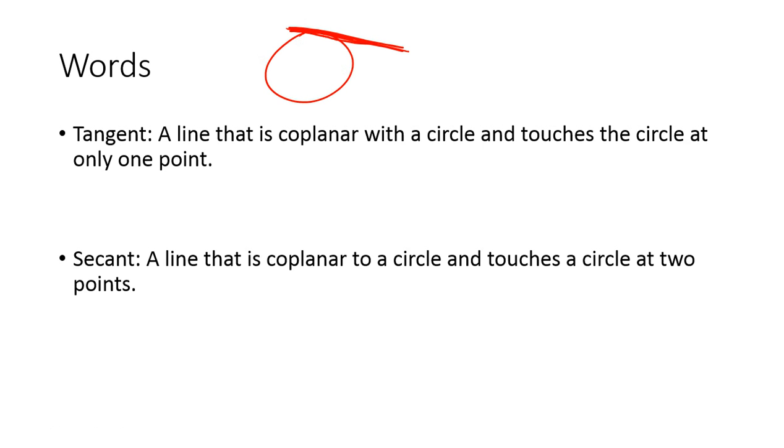A secant line is a line that's coplanar, so it's on the same plane as the circle, but it touches the circle at 2 points. So something that goes through the circle. A line that goes through a circle would be considered a secant. If it touches that 1 point, it would be a tangent line. But it has to go all the way through.